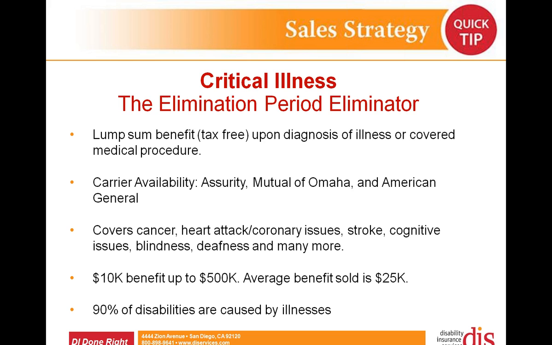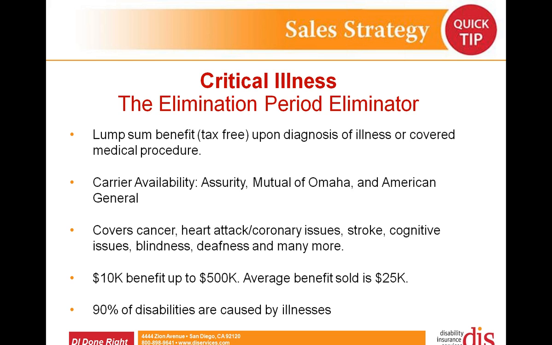It would cover a stroke, cognitive illnesses, blindness, deafness, and several more. The minimum lump sum that you can receive on a CI policy is $10,000, all the way up to $500,000. And so it's really going to depend on how much your client earns and what they can qualify for. I'll let you know right now, the average critical illness benefit that is sold is $25,000 of lump sum.